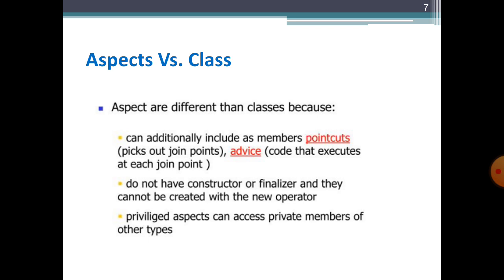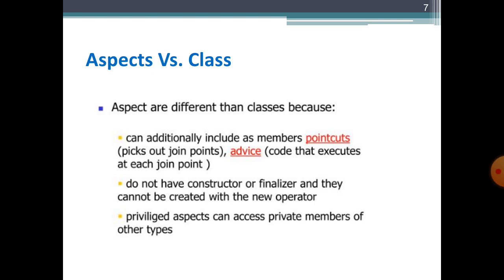A point cut is a combination of different join points where we need to apply these advices as well. These point cuts and advice will be discussed comprehensively in the later part of this lecture. The next difference is that aspects do not have a constructor or finalizer, and they cannot be instantiated with the new operator. So this is also a major difference between an aspect and a class.